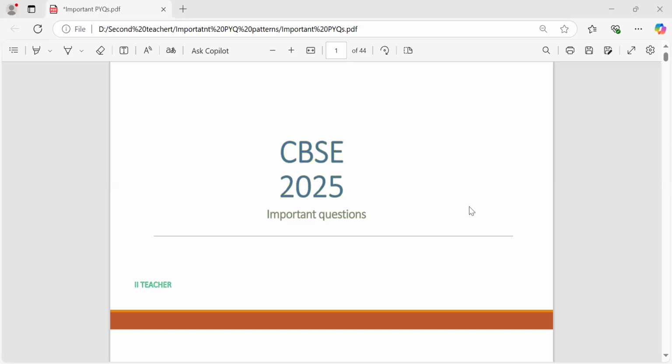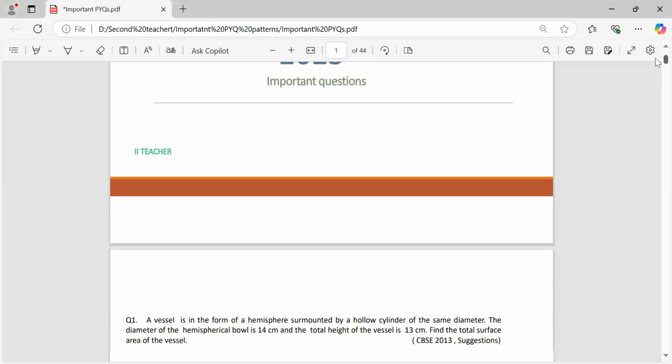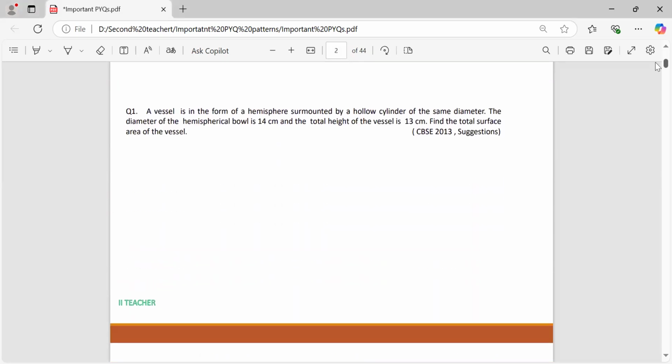So today we will be doing some important questions keeping our target 2025 in mind. These are PYQs and the formats are very often repeated in the CBSE class 10 board exams. So the first question, let us look at the first question.